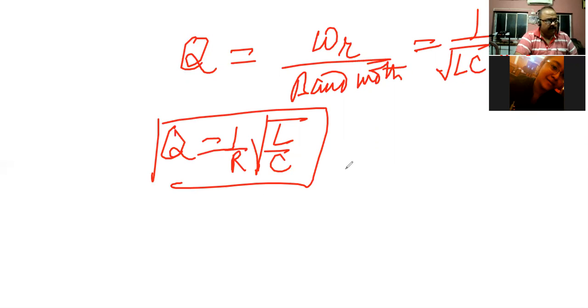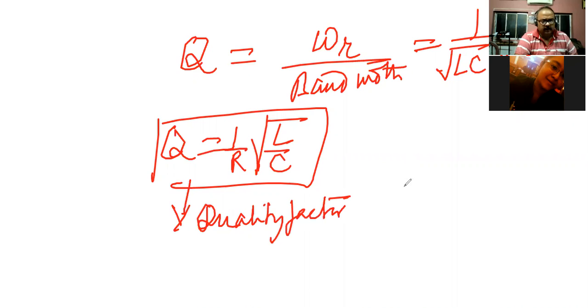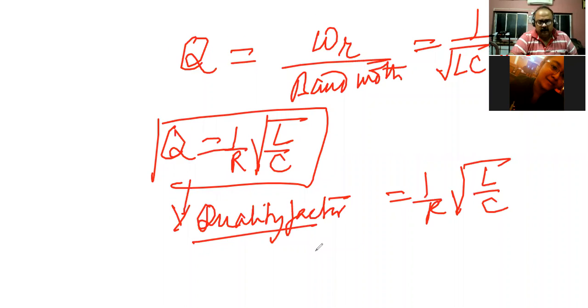So this is a very, very important concept. So we have got the expression for quality factor of the LCR circuit under resonating condition. So this will be equals to 1 by R root over of L by C. I think it's clear to everybody, and this I always refer to as a very, very important proof.